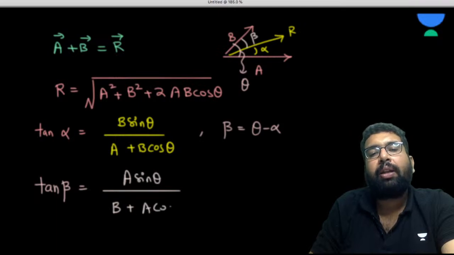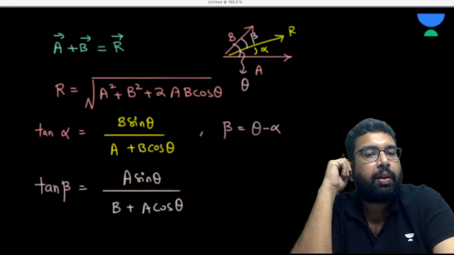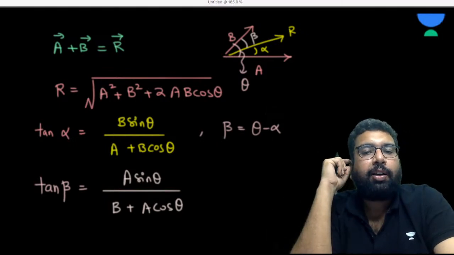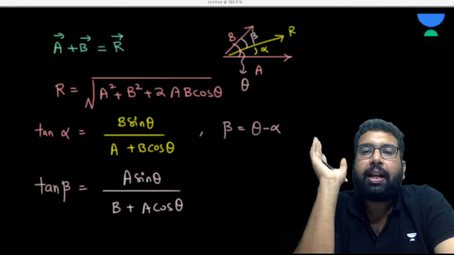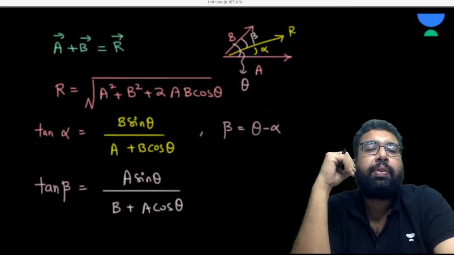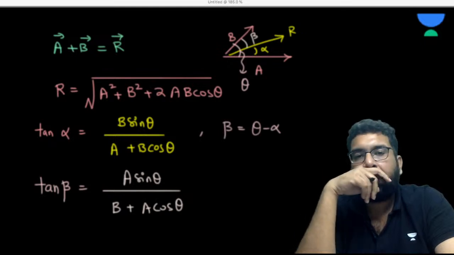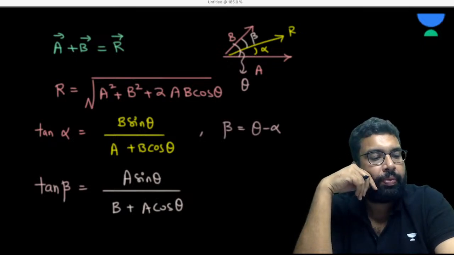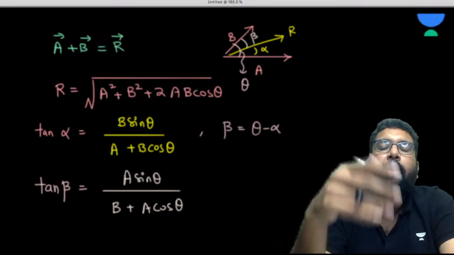Now please tell me if it is clear or not. Please answer me, yes or no? We have got the magnitude as well. We have got the direction as well. So for our vector, these two things are important only. Yes or no? Please answer me. Wonderful. Now let's solve a few questions to have a better understanding of it.